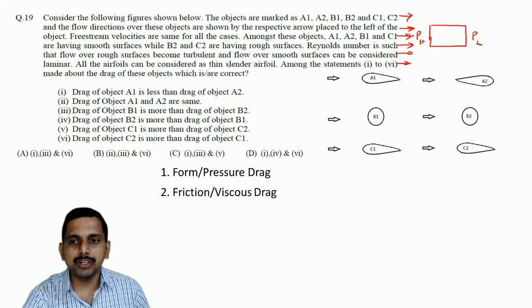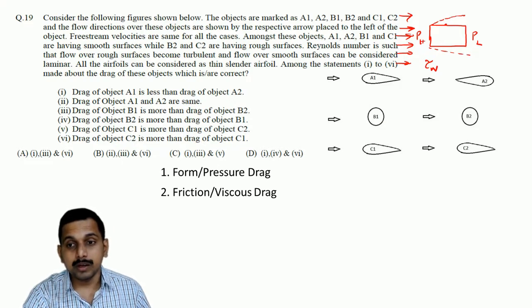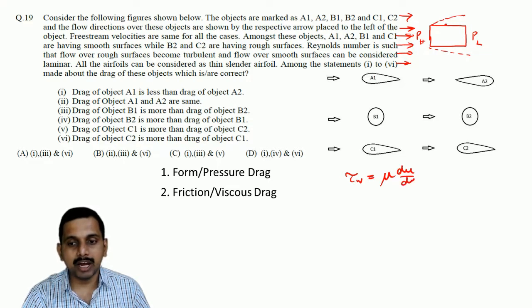What is meant by friction drag? There is a formation of boundary layer over the surface, and this boundary layer formation induces a stress at the boundary. For example, the shear stress tau W is given by mu into du by dy at y equal to 0, and this causes the friction. So that is called the friction drag. This is the friction drag and this is the pressure drag.